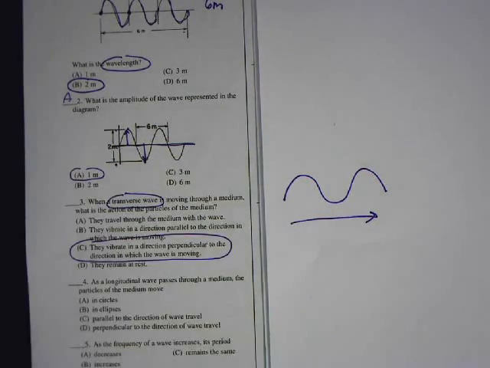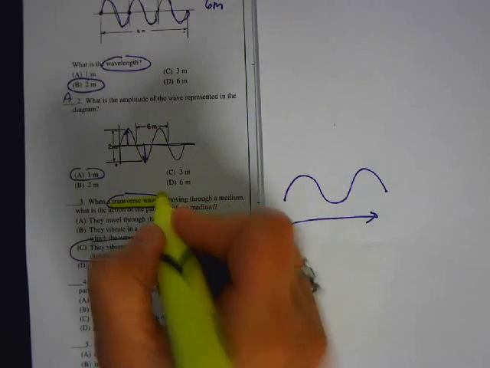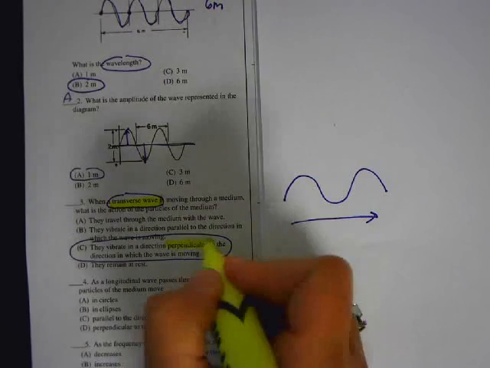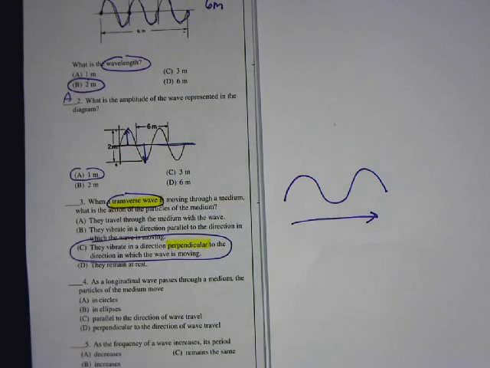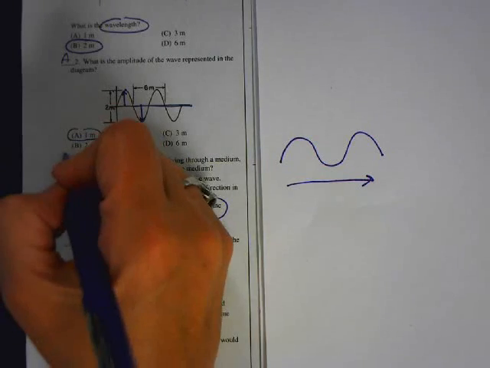Again, when you're doing these problems, you should be looking for keywords. Transverse, and then we see here the keyword in all that verbiage is perpendicular. So the answer there is C.